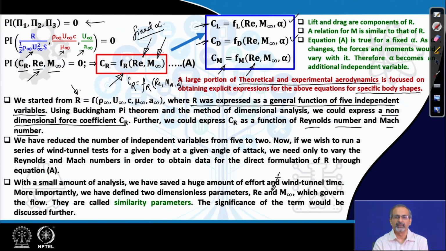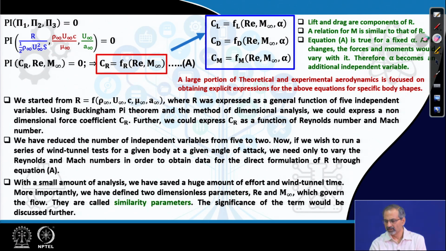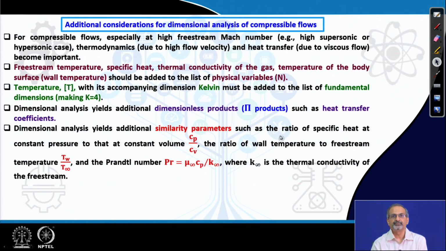We thereby learnt the dimensional analysis approach of deriving such dimensionless parameters, and they are very important parameters which govern the flow. They are called as similarity parameters. The significance of the term will be discussed further in an upcoming lecture again. There are different kinds of similarity as well, which we will discuss. So, this was about how we do it in low speed aerodynamics.